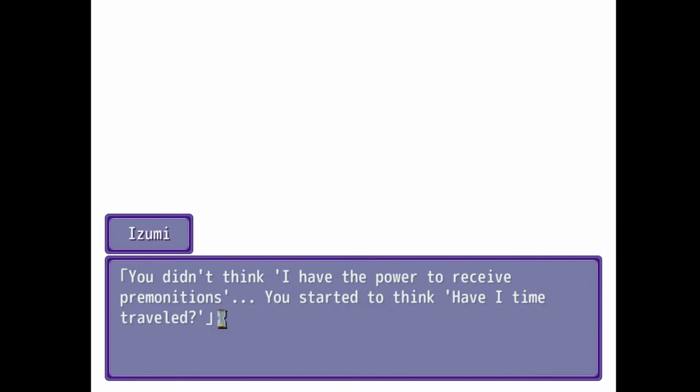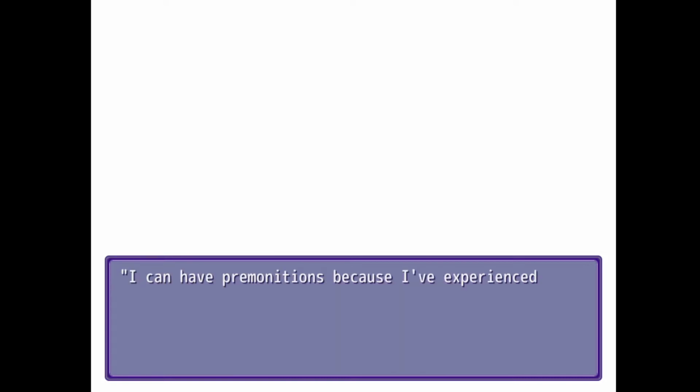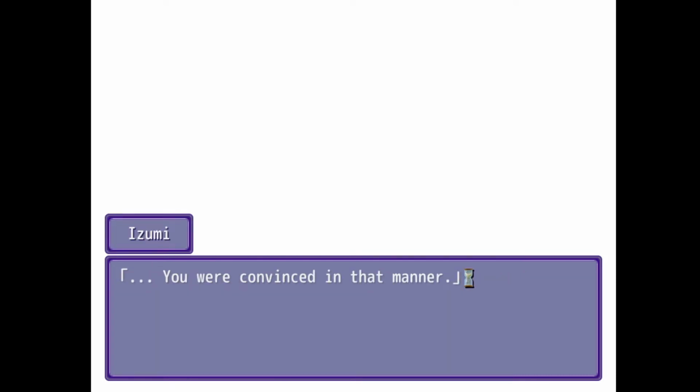But how do you time travel the first time, though? Oh, because you think I have time traveled. Because you think you've traveled back in time, and that's how you know these things. Okay. I can have premonitions because I've experienced the future once. You were convinced in that manner.